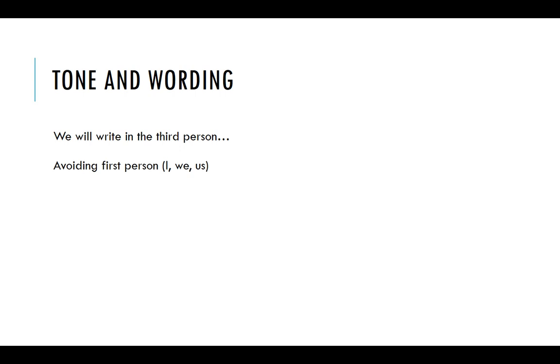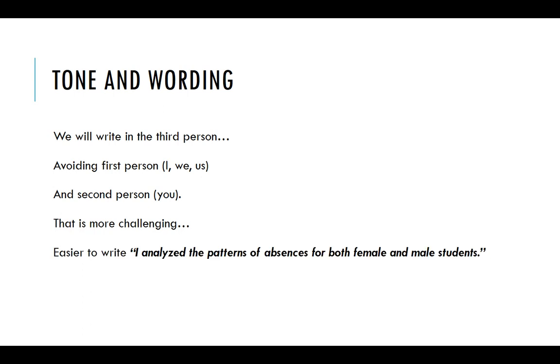Now, we're going to be writing in the third person, and that can be really challenging. We're going to be avoiding first person. So there's going to be no I did this, no we did this, this happened to us. That's all first person. Second person would be you. So you're not going to say, you see when you are looking at this. So you've got to get rid of first person and second person, write in the third person, and that is more challenging, right? So it's easier to write I analyze the patterns of absences for both female and male students, right?